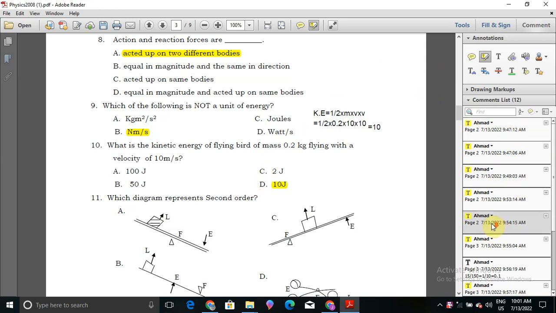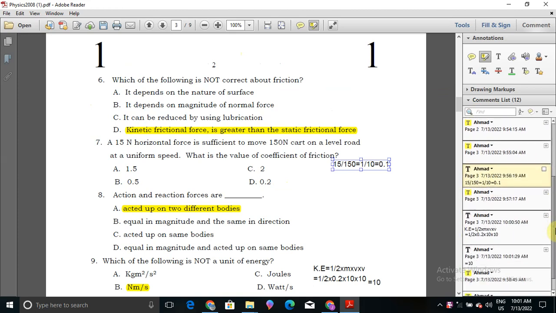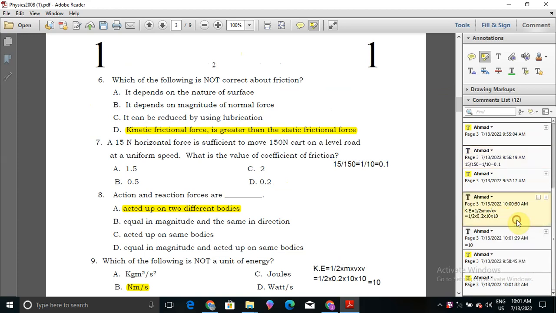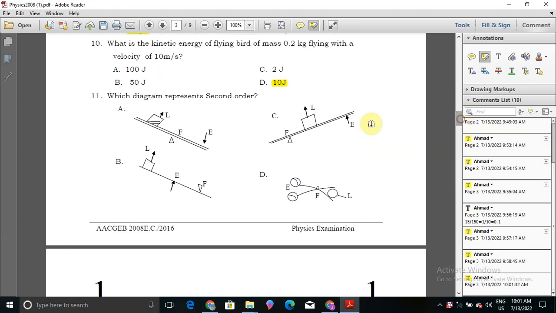Okay, now question number 11 says, which diagram represents second order of lever? A, B, C, or D? First of all, D is not a second order of lever, because it's not a lever. So we have only 3 choices, which are A, B, and C.